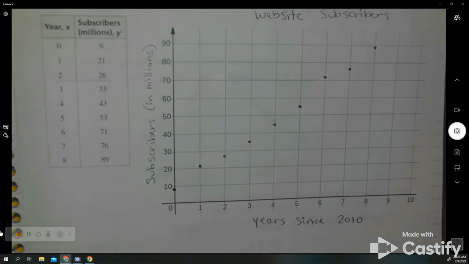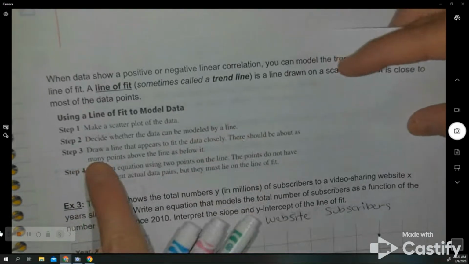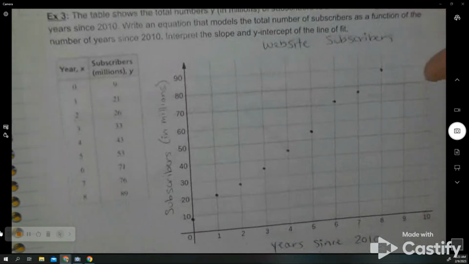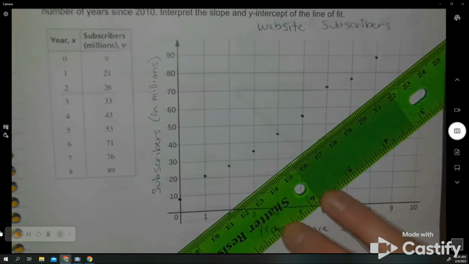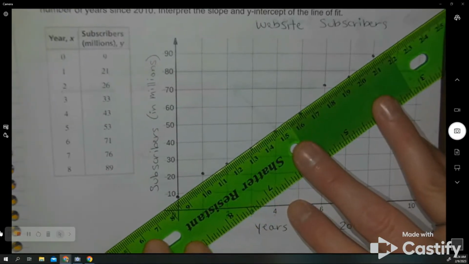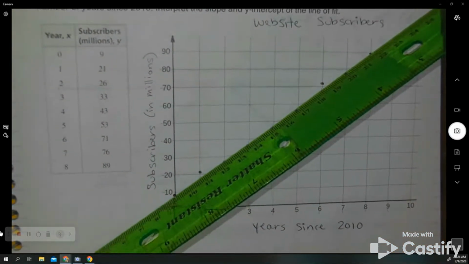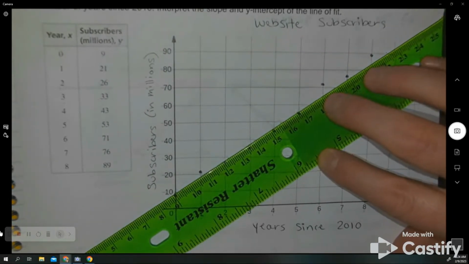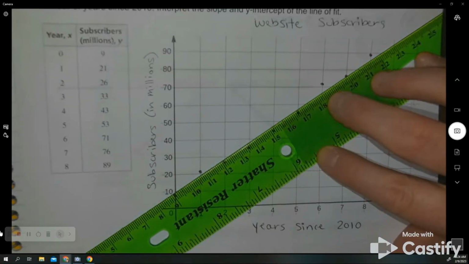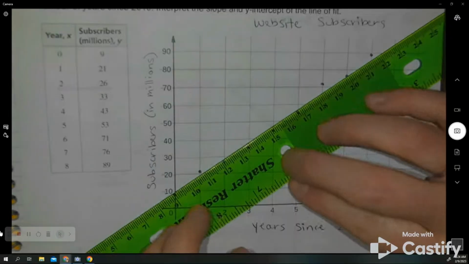So we made our scatter plot. We decided that it does have that line model. And now we're going to put our line of fit on there. So let's look to see about where we can put this. Let's see here. I get it right here. That's a little bit, let's kind of move up like that. Well, that one might work about right here. There we go. Positive. Let's draw our line in here.